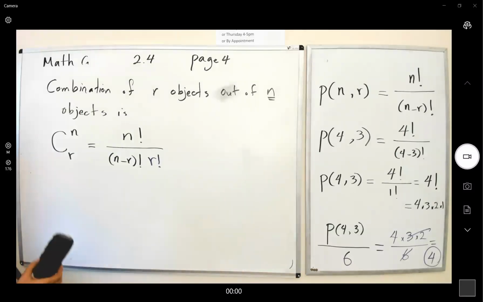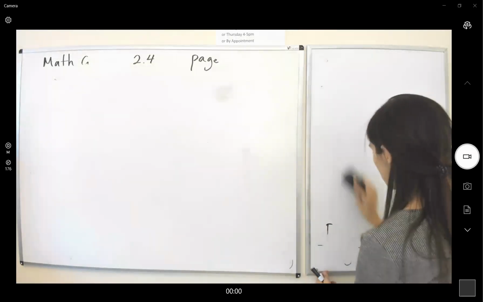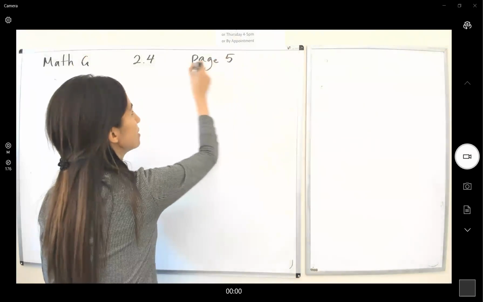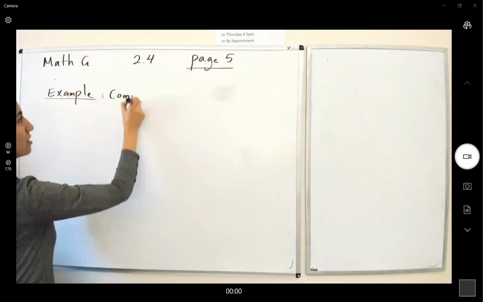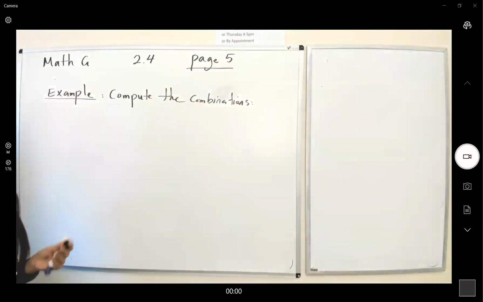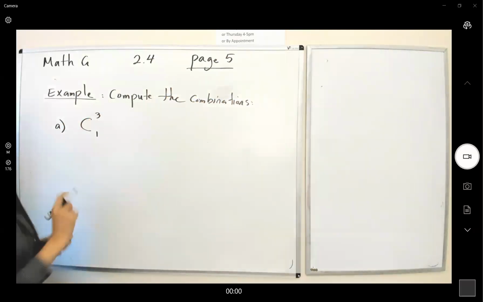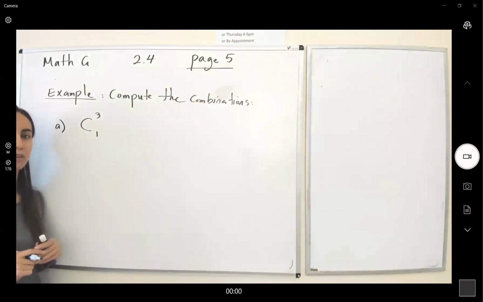Let's go over some examples. We are on page 5. So the question says, what's the combination of the following? Example. Compute the combinations. Very well, the first one says, what's the combination of 3 objects in total, and you're selecting 1 object out of those 3 objects. In other words, you can say, how many subsets with only 1 member can I form from a set with 3 members?